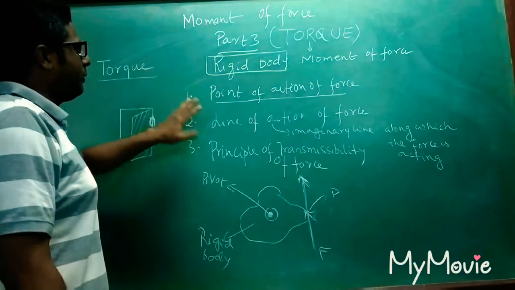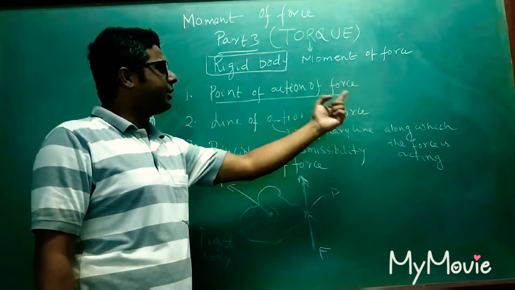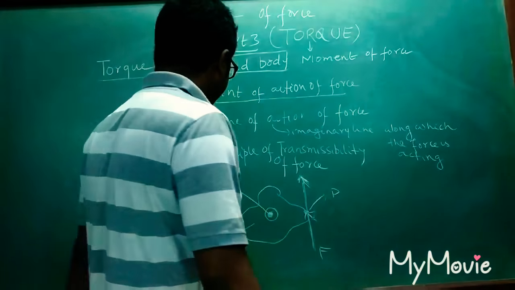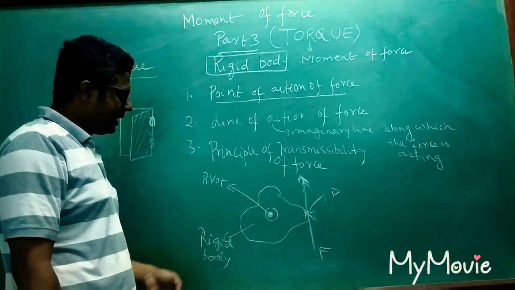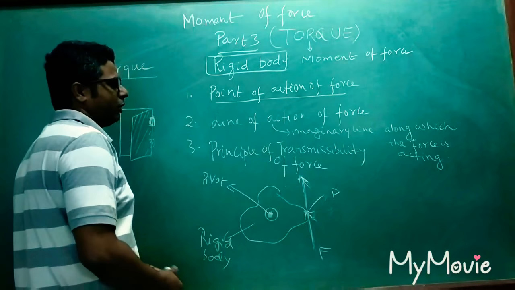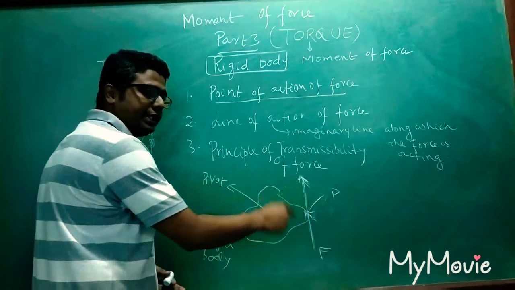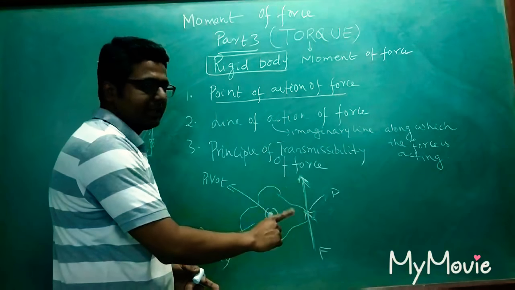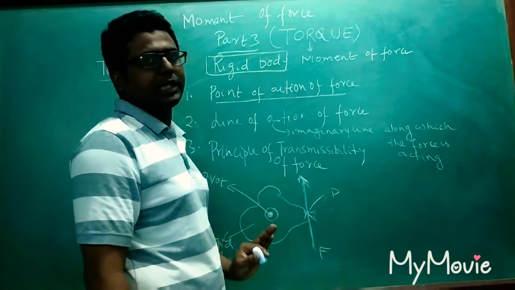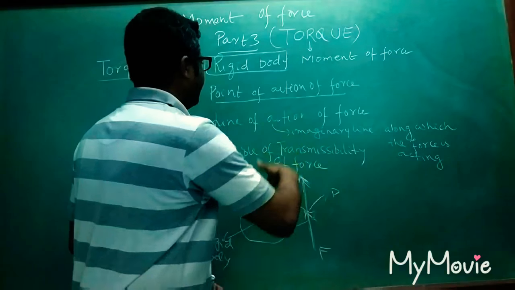Now coming to the torque. As we have understood at this moment what the point of action of force and the line of action of force are, I am repeating these things, though it is not required. Point of action of force is the point on the rigid body where the force is acting. Line of action of force is an imaginary line along which the force is acting. That is it. These two will be very much used in our later part.